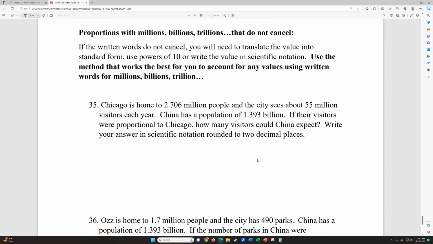So Chicago is home to 2.706 million people, and the city sees about 55 million visitors each year. China has a population of 1.393 billion, and we want to know if their visitors, so China's, were proportional to Chicago. So we're going to use everything we know about Chicago. How many visitors would China expect? Okay, so I'm going to have Chicago. I'm going to have China. And we're doing their proportionate in people in their population to the number of visitors.